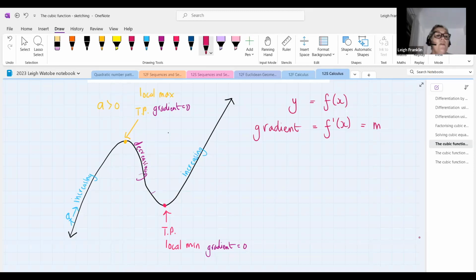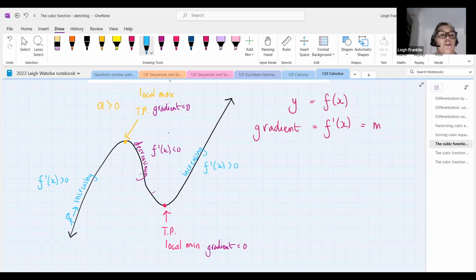Another way of saying that the graph is increasing is to say that f prime x is greater than 0. The gradient is positive. Another way to say that the gradient is decreasing is to say f prime x is smaller than 0. It's very important that we know these symbols.